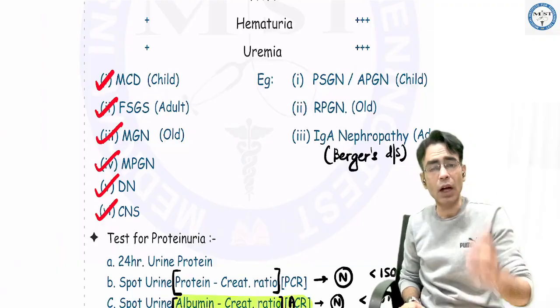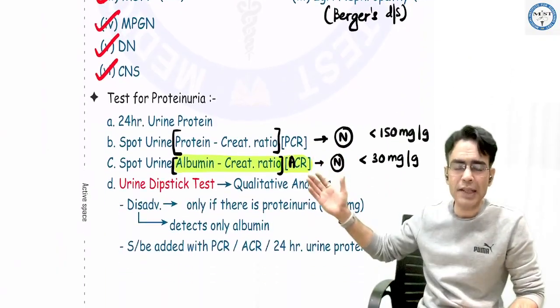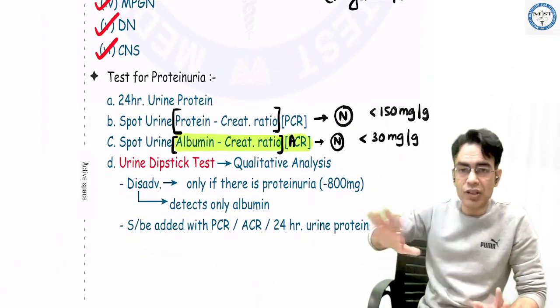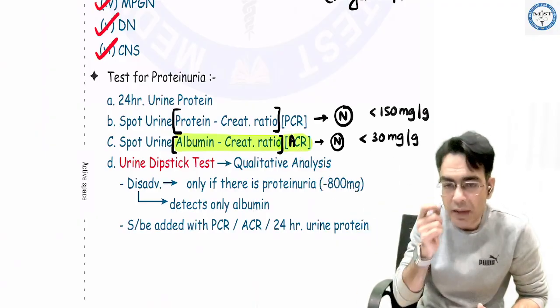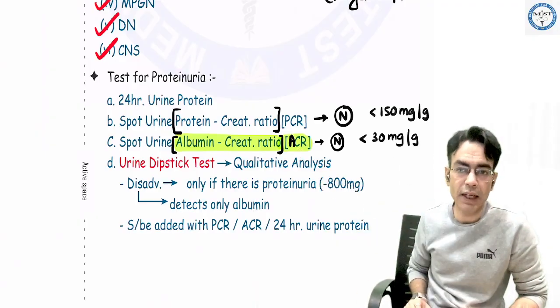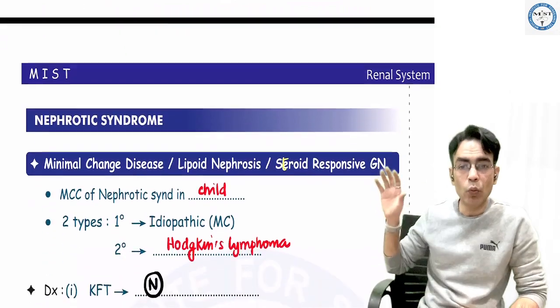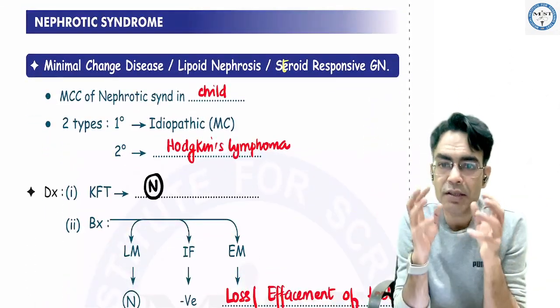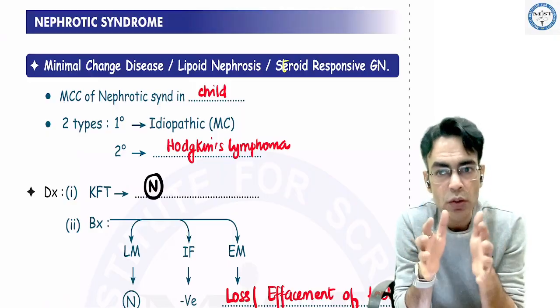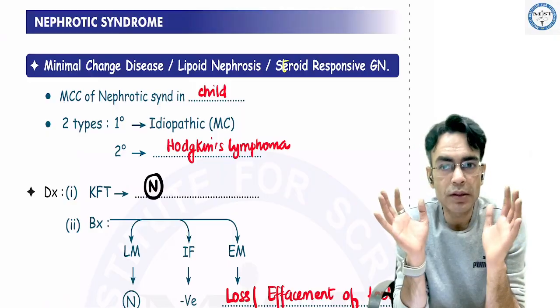Okay. Now, there are multiple tests, but the best test, the first test we are doing, is ACR, albumin to creatinine ratio. That detects even a minor injury to the kidney. Okay. Now, we will discuss all these diseases, but I'm not going to say everything. I'll just tell you what is important to learn so that you can solve the questions.